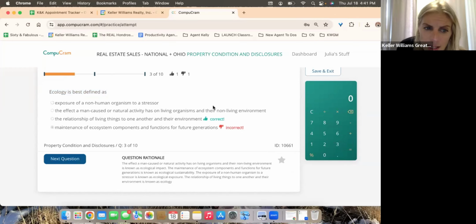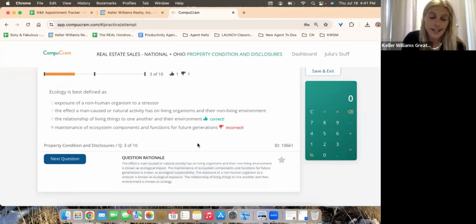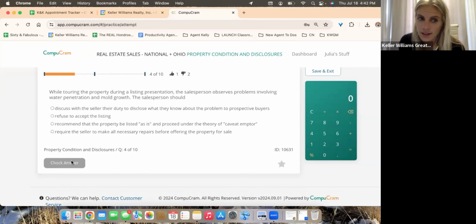Okay, so it is C. The relationship of living things to one another and their environment. Okay, good to know. Relationship of living things to one another and their environment is ecology. Yeah, very weird question. That wasn't on my exam, but just in case, that's what ecology is. So basically, they're just saying ecology, similar to, I guess, us living on a planet. Interesting. Hopefully, not all the questions are like this.